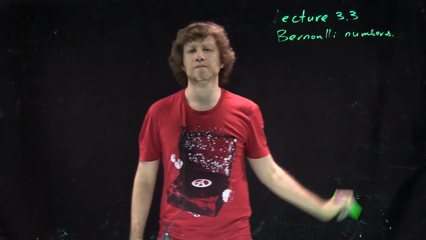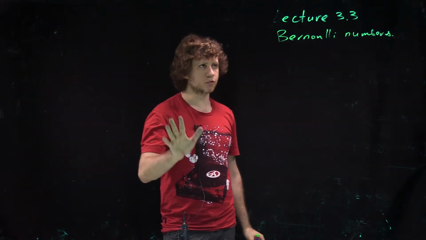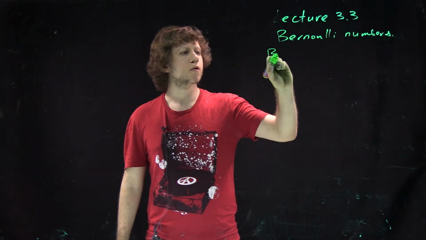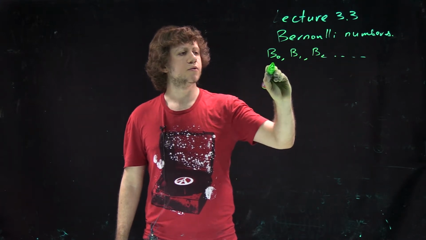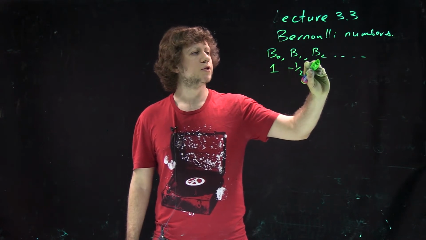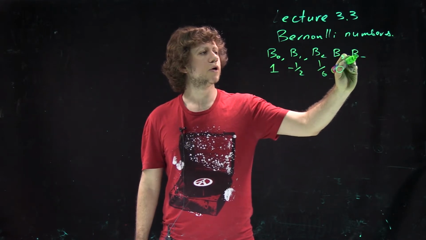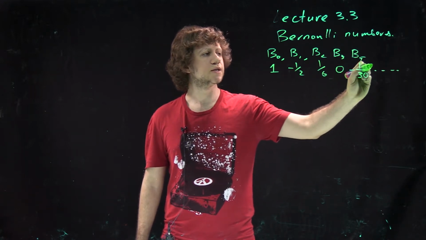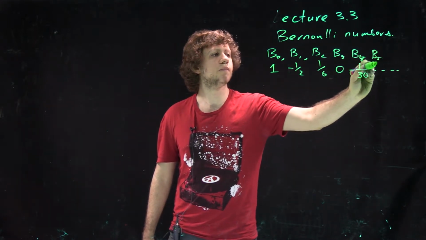Let me maybe say a few words about Bernoulli numbers even before we start. Bernoulli numbers is a sequence of numbers b0, b1, b2, and so on. b0 is equal to 1, b1 is 1/2, b2 is 1/6, b3 is 0, b4 is minus 1/30, and so on. b6 is 0, b5 is 0, and so on. Sorry, that's b4. b5 is 0, and so on.